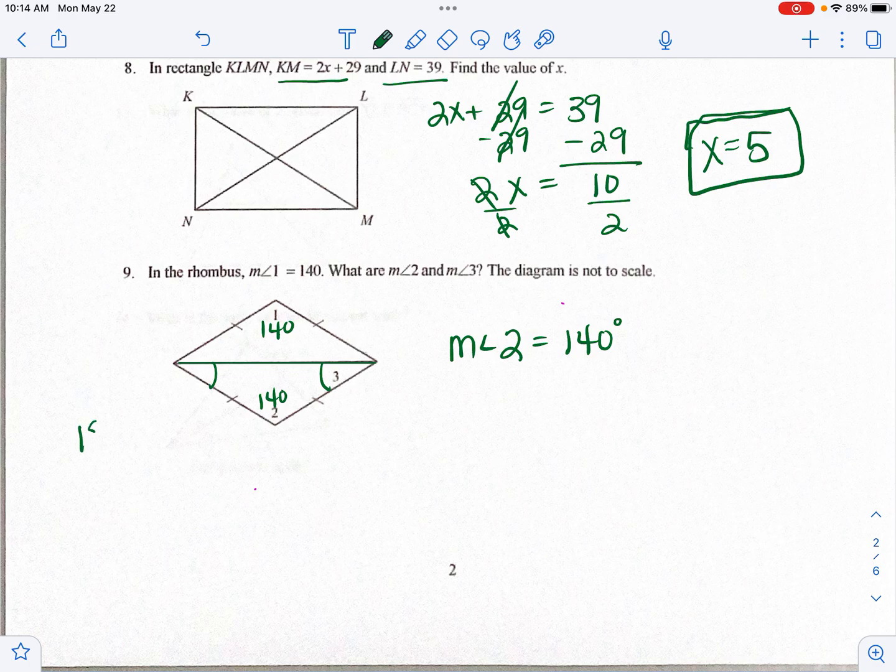that isosceles triangle. So I would have to just find them using the fact that I know the sum of the angles in a triangle is 180. So these two have to add up to 40, and then divide that by 2. So the measure of angle 3 would have to be 20 degrees.